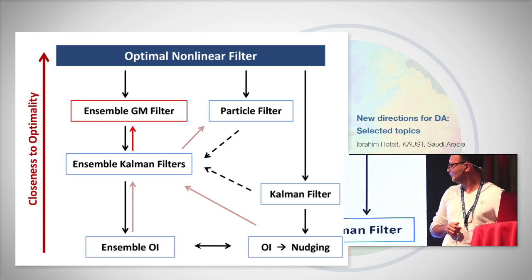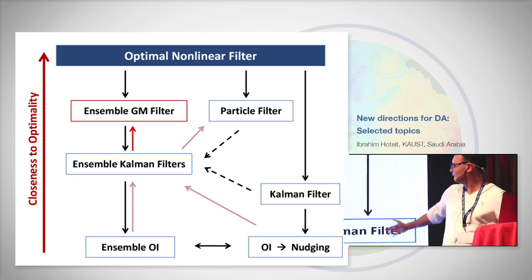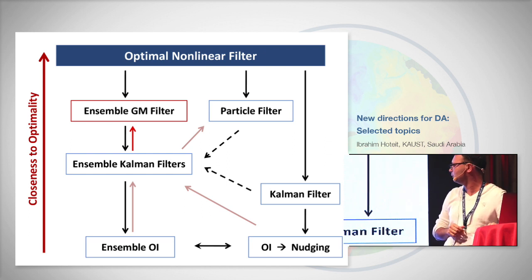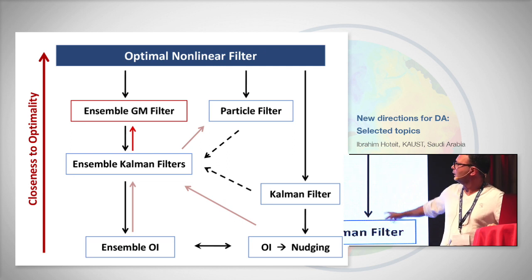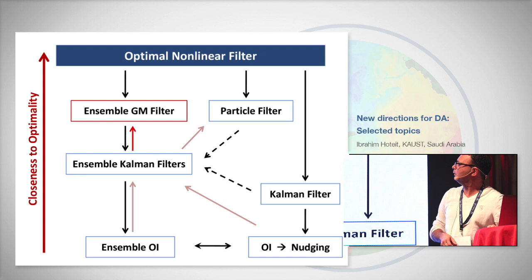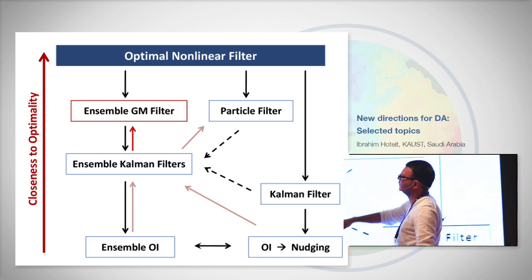There is the Kalman filter, there is OIs. You can say the OIs are Kalman filters, but you're not updating the covariances. There's the particle filter. You take the particle filter and you take the Kalman correction and you get these ensemble Kalman filters. From there, you get the ensemble OIs. And this is where basically we are now.